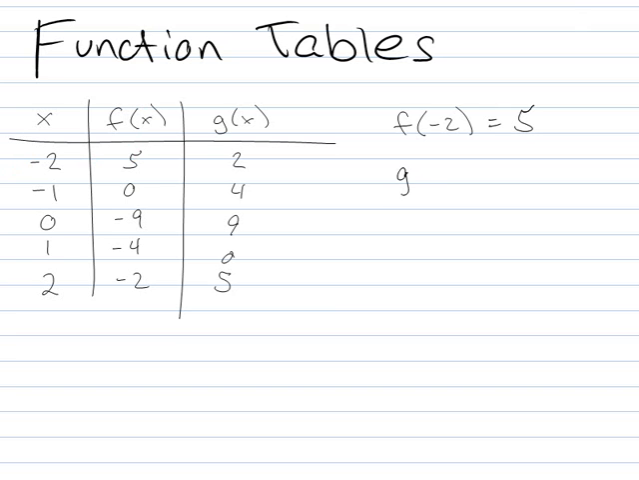Now if I wanted to know what's g of -2, I'm going to do the same thing, except I'm going to look in the g column, and I'm going to look in the -2 row. I'm going to see where they meet, and they meet here at 2. So that means that g of -2 is 2. Okay? So let's give you a couple more. See if you can go find these. Figure out what f of 3 is. Figure out what f of 0 is. Figure out what g of 2 is. So you can go get those.